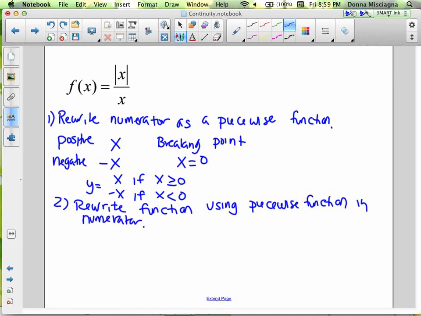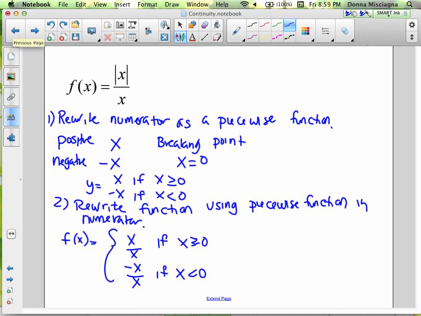Right, so that's going to give us f of x equals x divided by x if x is greater than or equal to 0, and negative x divided by x if x is less than 0. All right, so there it is as a piecewise function, as a rational function, but now let's think about that.